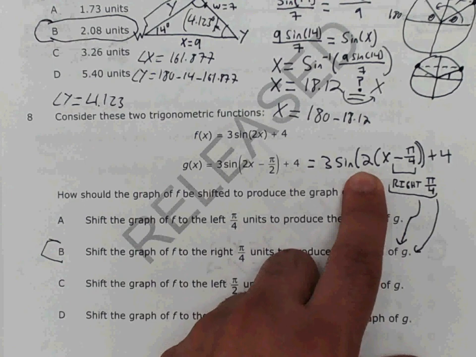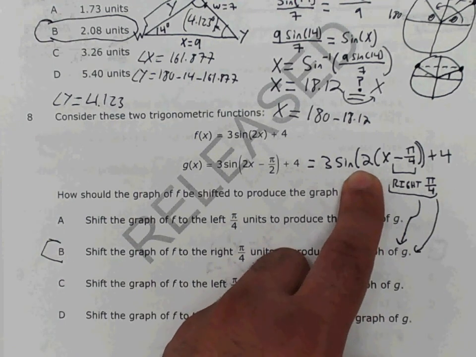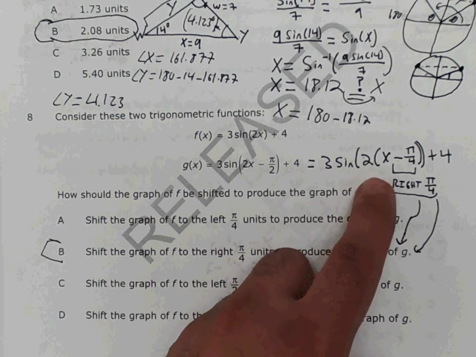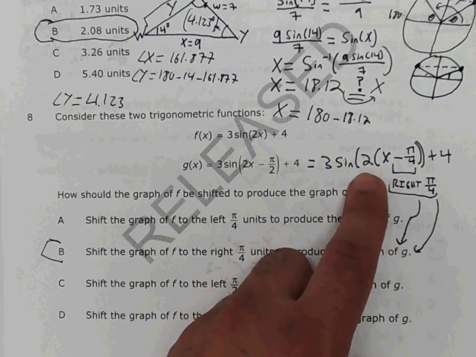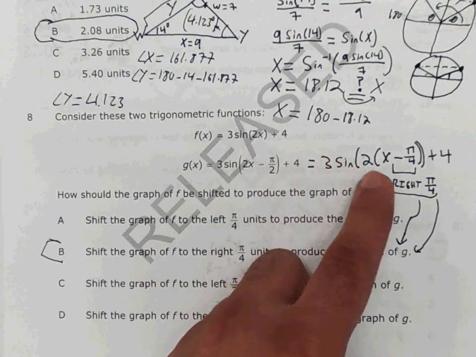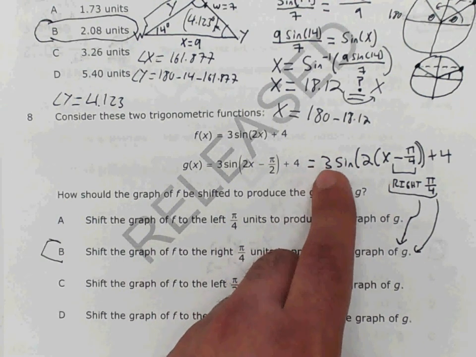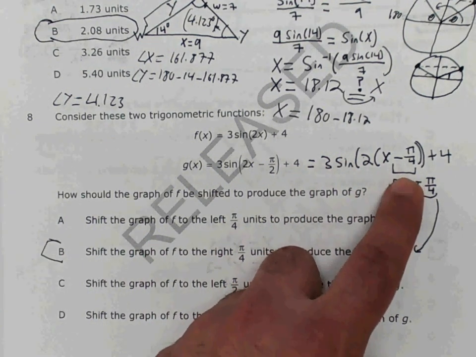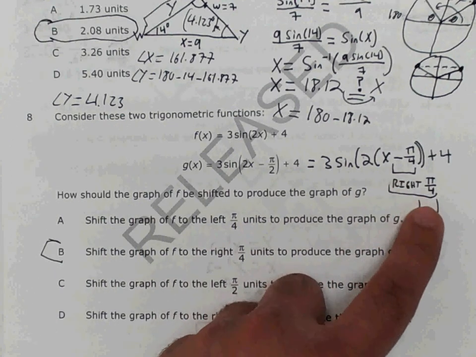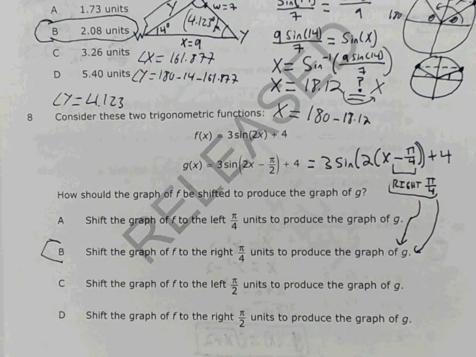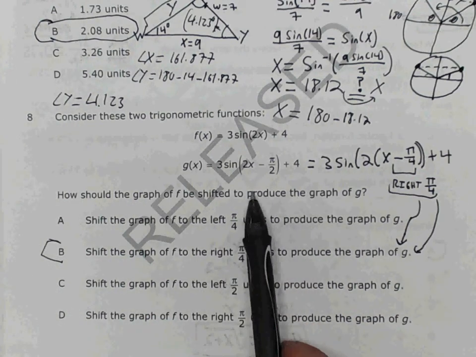very important here, for function transformations, even for trig functions, you always factor out the coefficient of x. So if you factor out a 2 out of pi over 2, that's like dividing pi over 2 by 2, which is going to be pi over 4. So instead of having minus pi over 2, you can write pi over 4. And notice, that's the main difference.